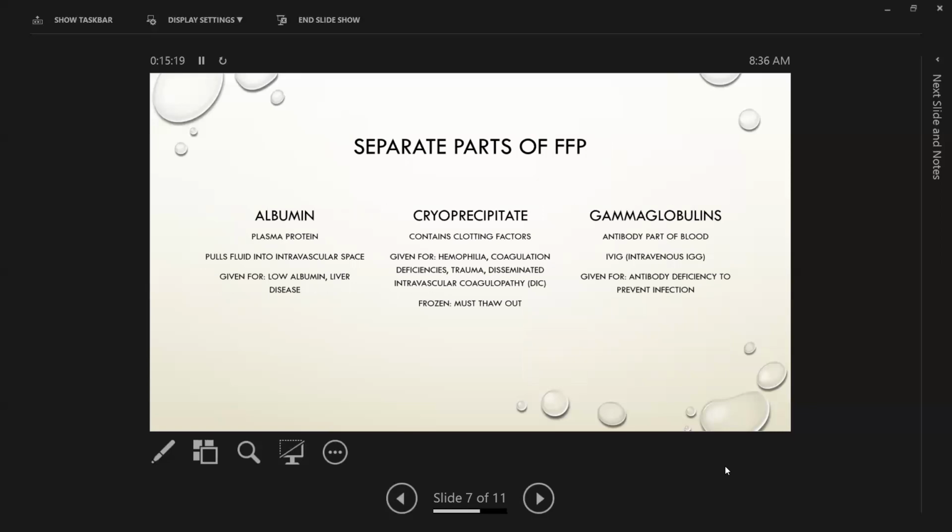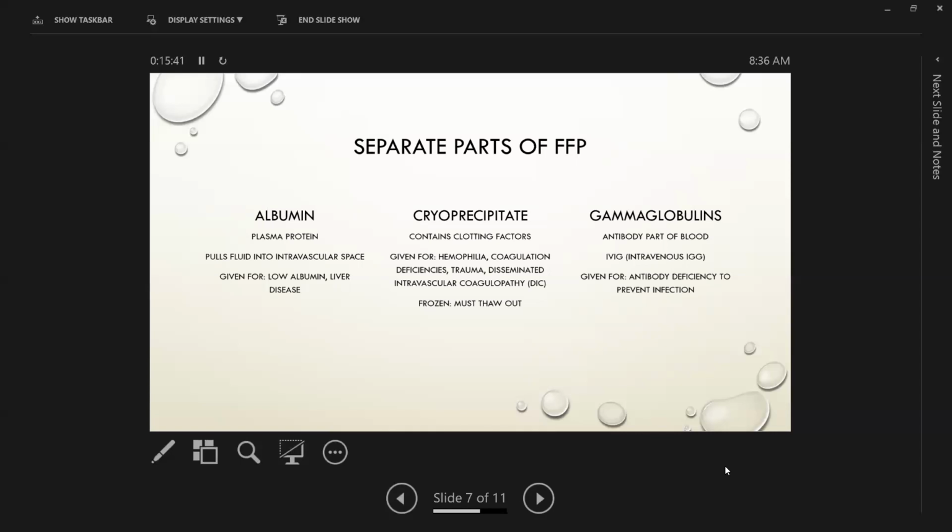There are separate parts of FFP. Maybe the client doesn't need all of the FFP. Maybe they just need plasma protein, or maybe they just need clotting factors. So the healthcare provider can say, we just want to give them this part of FFP. They don't need all of it. They just need this little tiny piece. So let's separate these out and talk about the pieces of the puzzle.